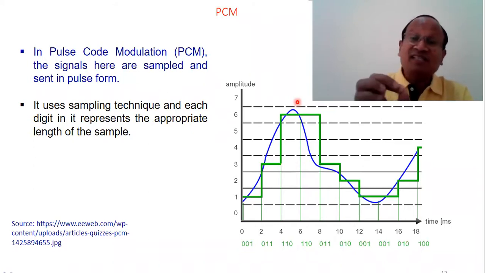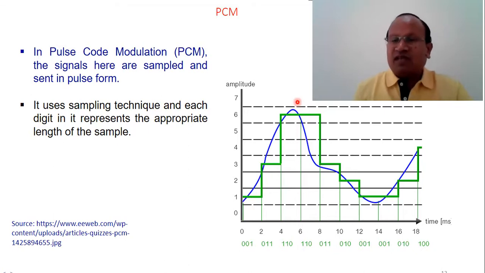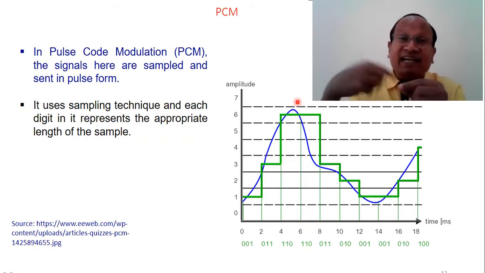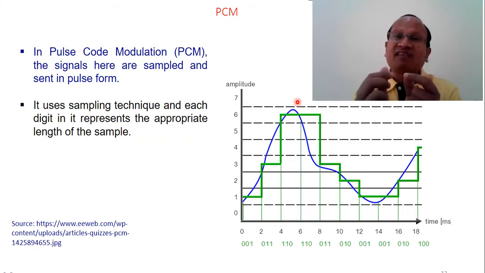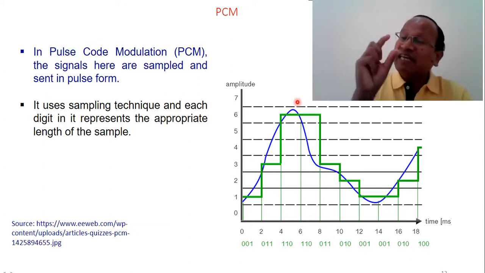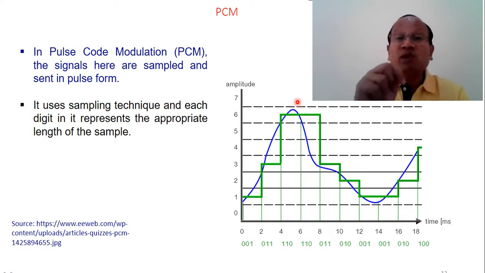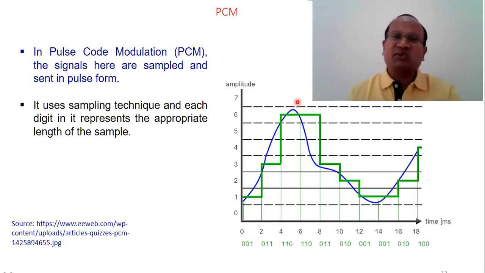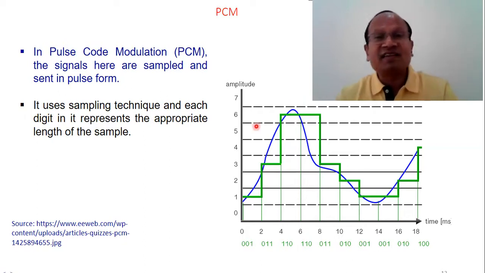Remember, each pulse will be modulated, but that modulated signal will be encoded into the form of some number or bit. So there will be encoding of each pulse. Each pulse will be coded, and each coded output will depend on the modulating signal amplitude, the instantaneous value of the signal. Therefore it's called PCM.